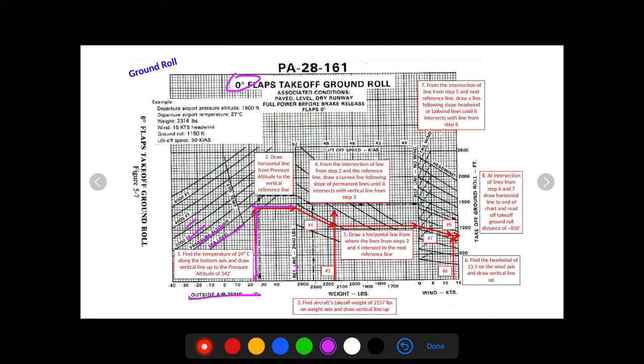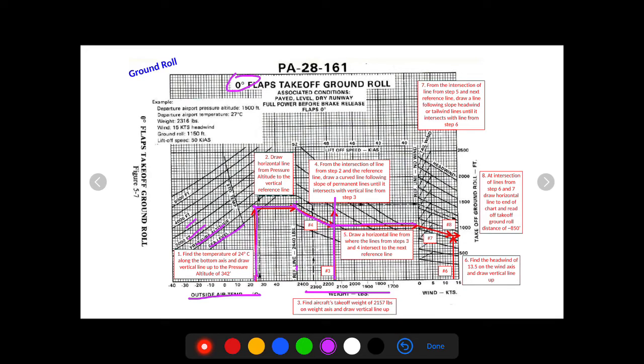Okay, next thing, step 3, is we're going to find our aircraft weight on this axis down here. Aircraft weight is 2157, so we find that, we draw a straight line up. Alright, now that that line is in, we're going to go to step 4, and we're going to come back here to our reference line, right there, and from that reference line, we're going to follow these curves, so we're going to stay parallel to these curves all the way until we intersect our line at our aircraft weight, okay? Once we intersect at that intersection point, our next step is to draw a straight line all the way over to the next reference line for wind, okay?